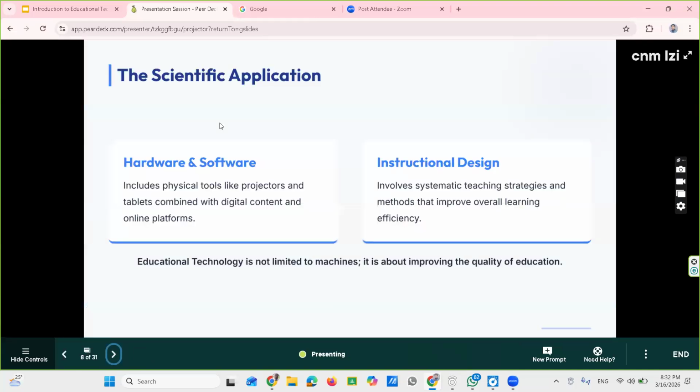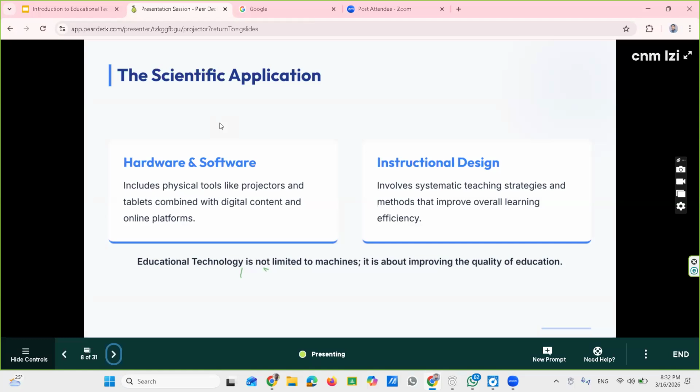Right, the scientific application, with the education technology. In education technology, we are using scientific applications. We are not going to get into the details of how these things are created, that is, the science behind the technology. We are not going to check that type of thing. We are only using the application.